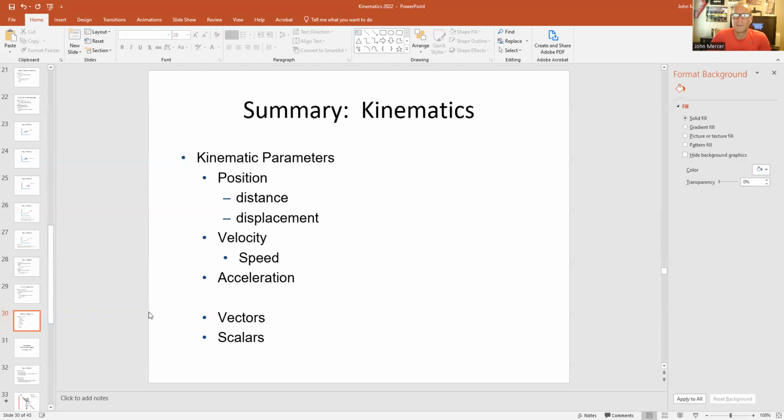Okay, just nail all those terms. Know your definitions, equations, and units, and that will be helpful as we go forward in this class.